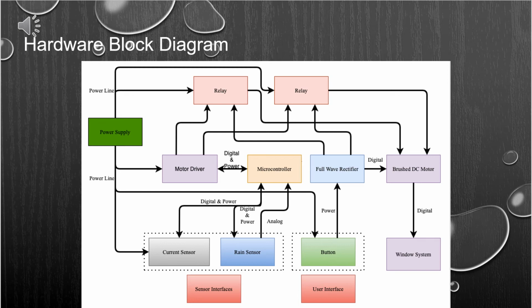The sensors are connected to the microcontroller, which is powered by the motor driver. But the motor driver is also getting digital inputs from the microcontroller to perform tasks such as rolling the window up or down. The power supply is connected to the button's connections on the outside of the door.